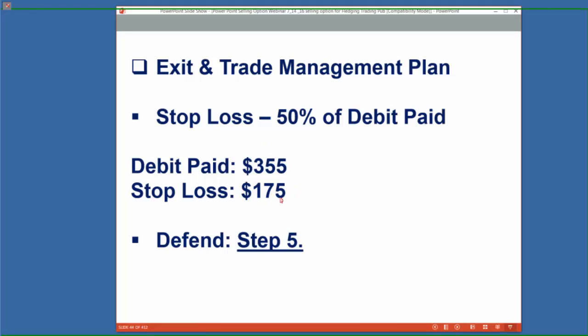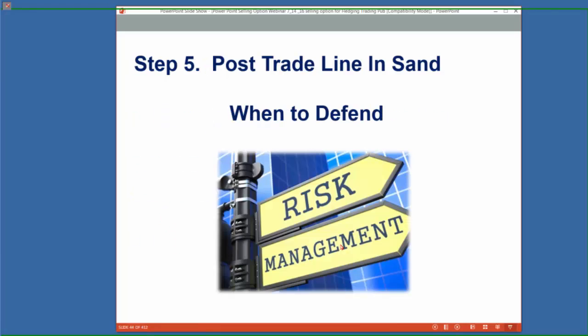And then the defensive strategy is step 5. And this is what I call that post-trade line in the sand. This is where you need to know what area of a price movement where it breaks, you defend, if you're going to defend. And what I mean by defend is if you're not going to stop out, but you want to take some type of defensive adjustment action where you can still stay in the trade.